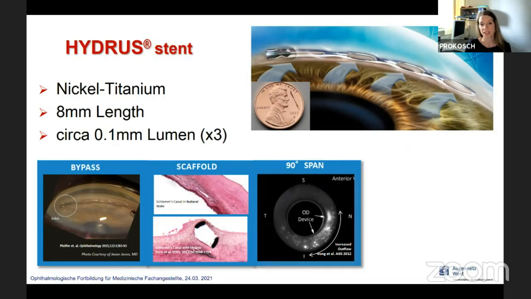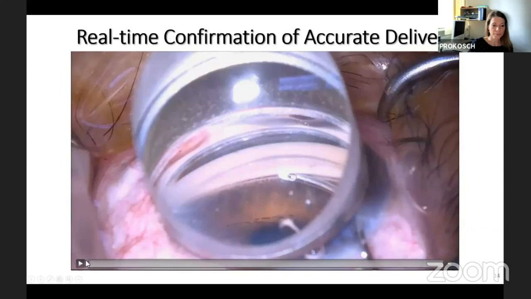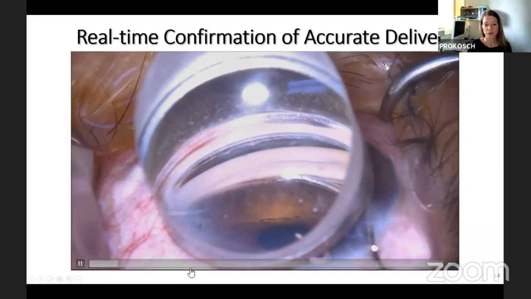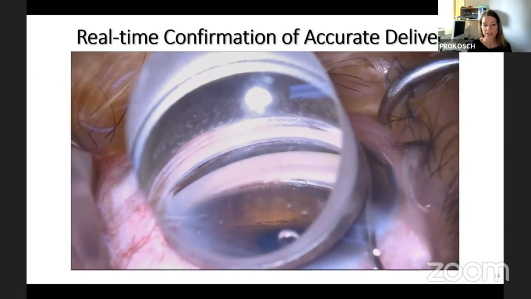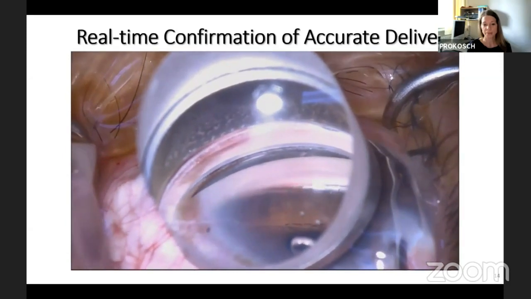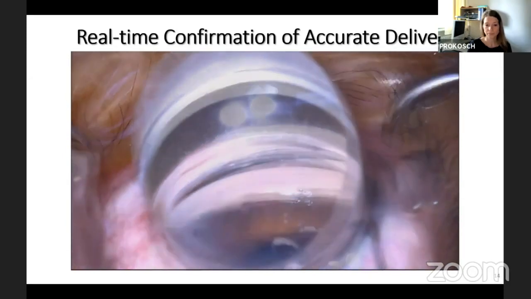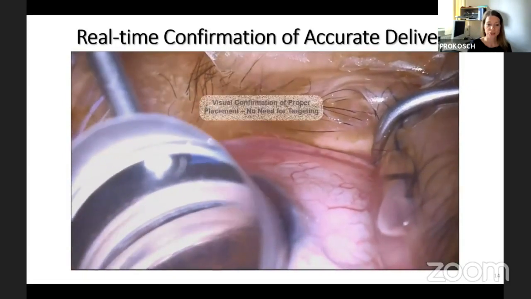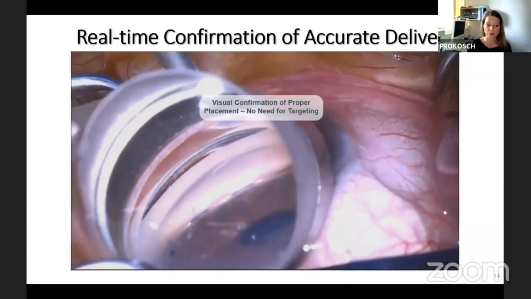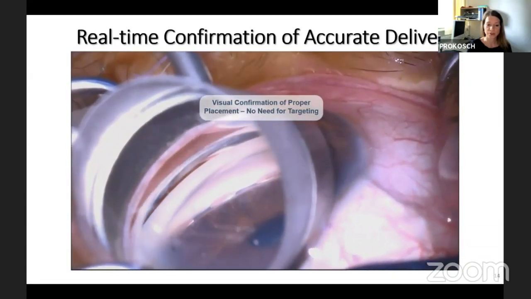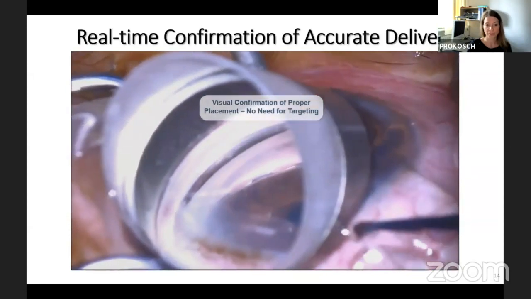It faces Schlemm's canal by 90 degrees and dilates it and is meant to restore it. So it's 8 millimeters in length and it's made of nitinol. So here's a video of how you implant it. Actually, you see this injector, you find the trabecular meshwork, and then you just roll it forward and you can see the Hydrus nicely placed in Schlemm's canal. Sometimes you just have to adjust it slightly if it's not well positioned by pushing it a bit forward, but once you are in, you are in, and you can see all the three windows shown nicely shining through the trabecular meshwork. This is a perfect position of the Hydrus.